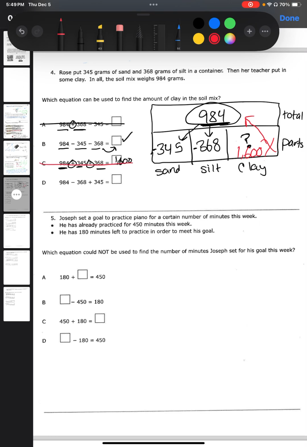Lastly, I see the total. We're subtracting one part, but then we're adding the other part. That is not going to work. So our answer choice here is going to be B.